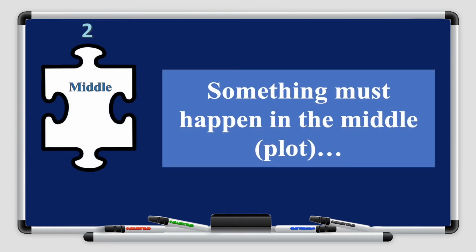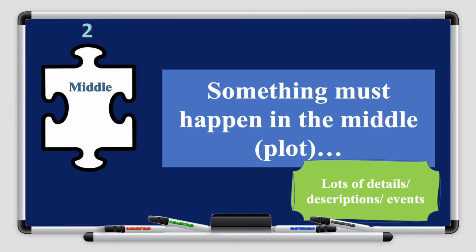The second part of your story is the middle. It is the plot of the story. So you have your characters, you have where they are, when it happened, and then what happened in the story. Something suddenly happens, and that is the plot. Okay? And there are a lot of details and descriptions and events that happen in the story.